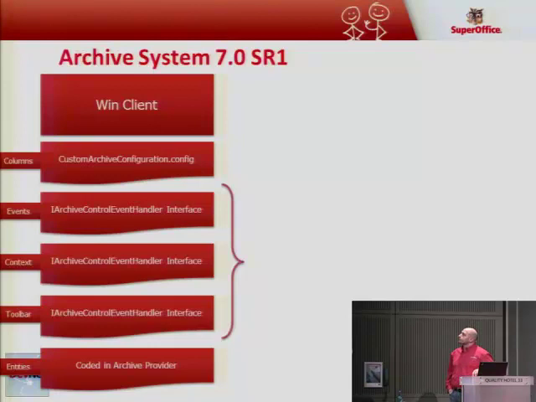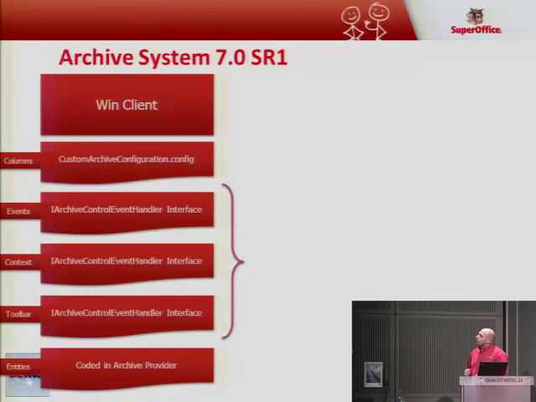So how does this work? First, you're going to see a consolidation of information. Now the events, the context menus, and the toolbars are all defined inside a single location. They're defined inside this assembly, right? They're defined using this iArchive control event handler interface. We're going to take a look at that.